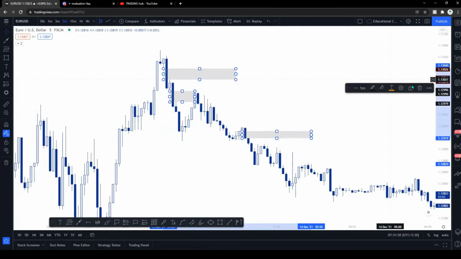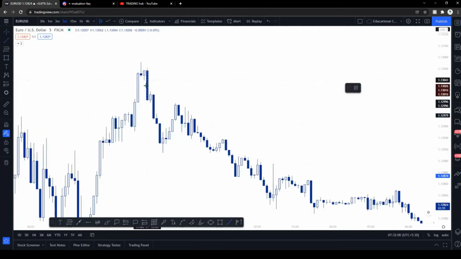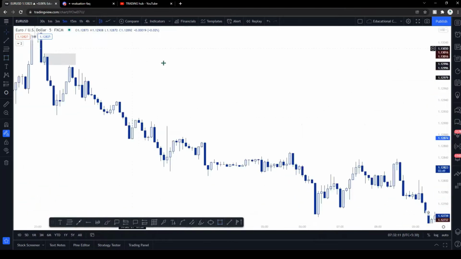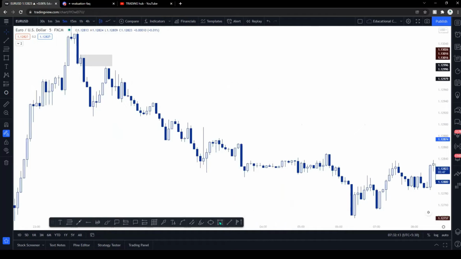Order block: the last buying movement before the sell. Suppose this one is not exact, but this one here is an order block, and the next order block is here.